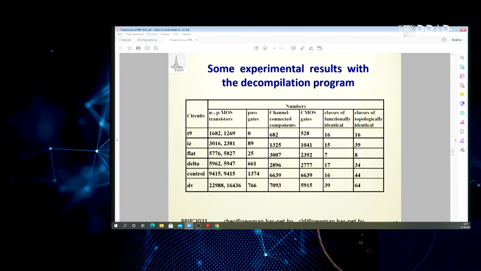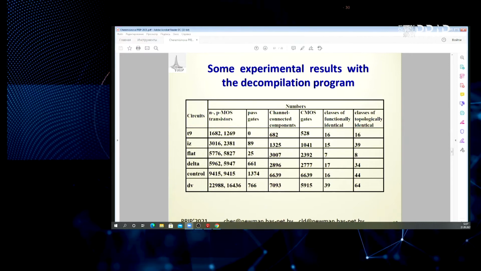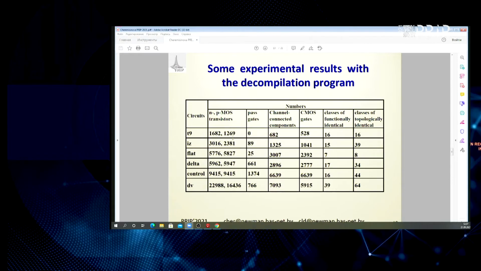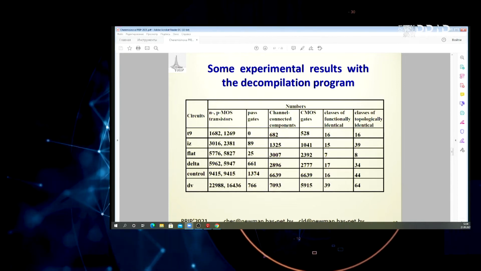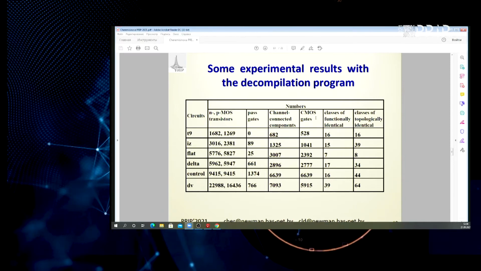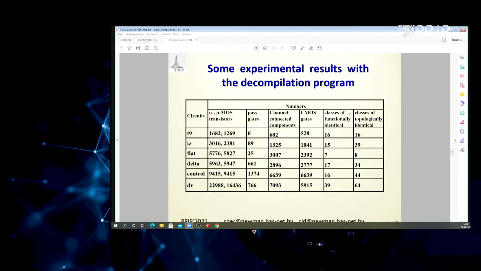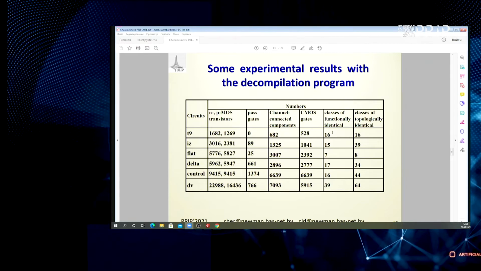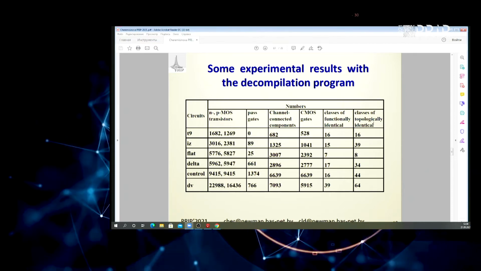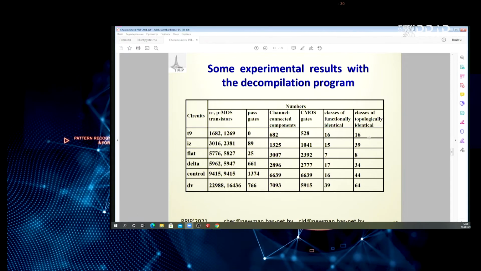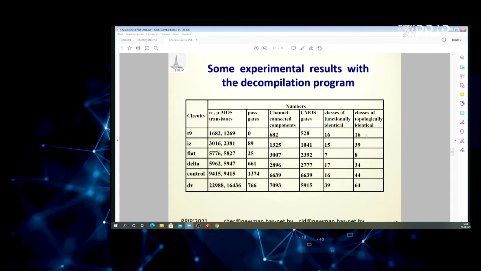Here in the table, some experimental results with the decompilation problem are shown. For each circuit, we can see the numbers of N and PMOS transistors, the number of found pass gates, the found channel-connected components, and then the number of CMOS gates found among channel-connected components. The two last columns show the number of classes of functionally equivalent CMOS gates and the number of CMOS gates that are topologically identical. We can see that among functionally identical CMOS gates, practically always there are topologically non-identical ones.